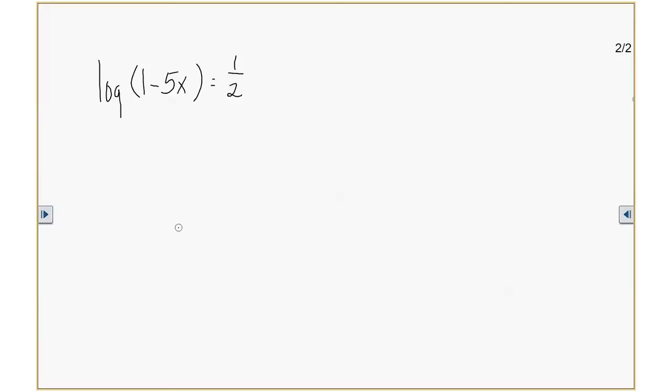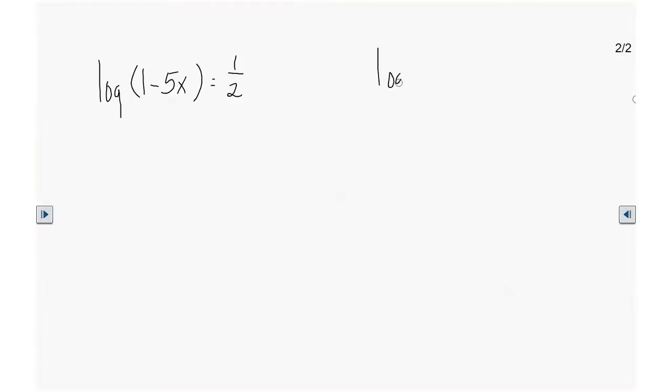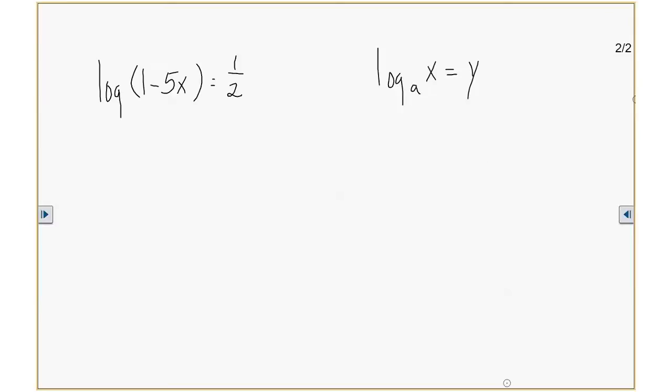Definition of logarithm says log base A of x is equal to what? Make sure I did that right. Sometimes I transpose the x and y. A to the y is equal to x.